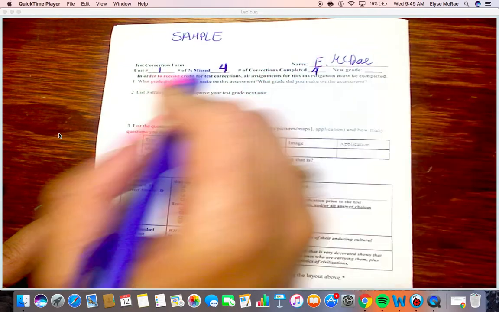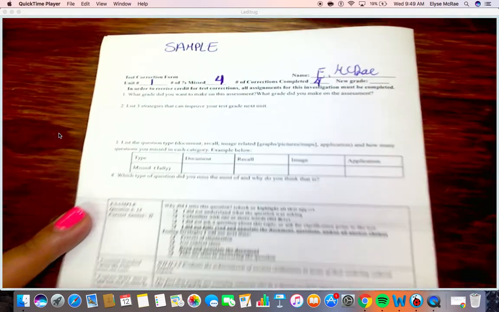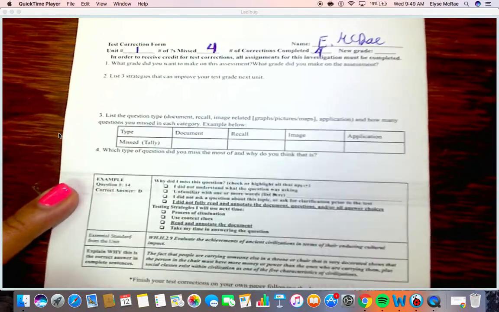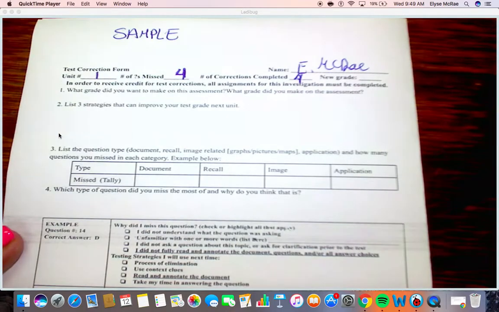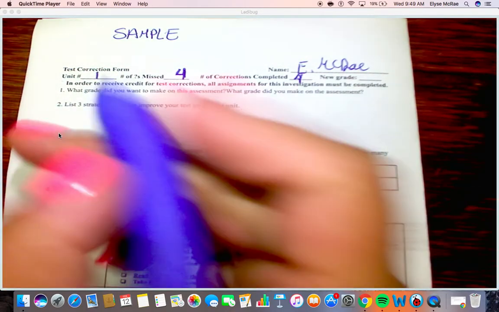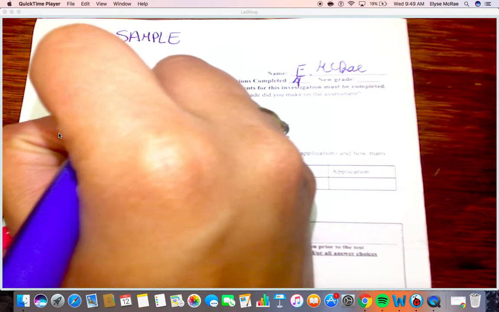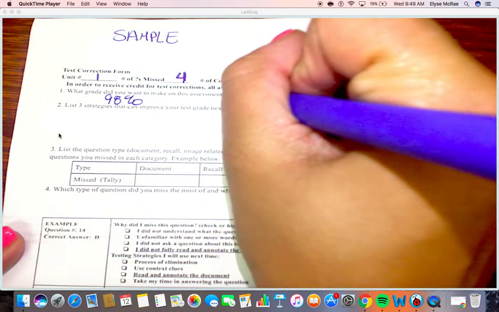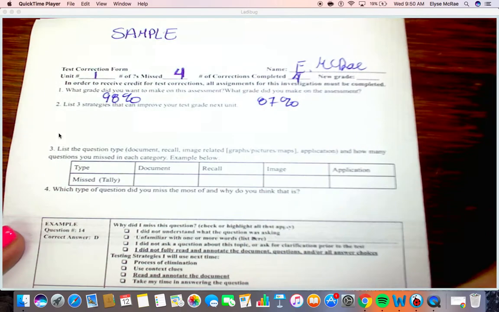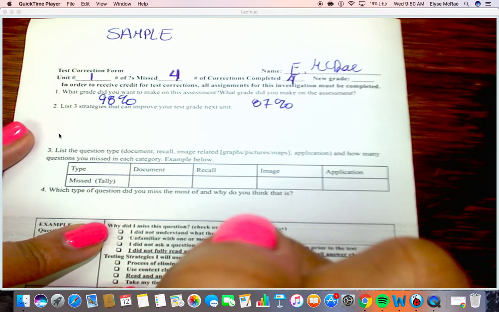So the first question that I ask you is, what grade did you want to make on the assessment, and what grade did you make on the assessment? Ms. McRae is going to pretend that she wanted to get a 98 and she really got an 87, okay? And list 3 strategies that I can improve on for my next test grade, for the next unit.